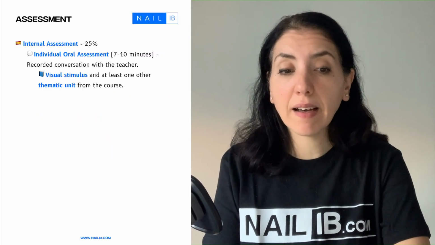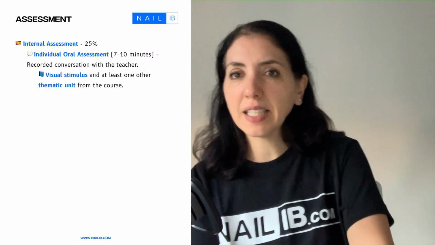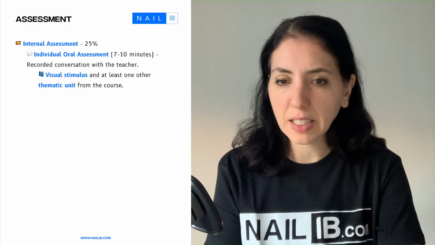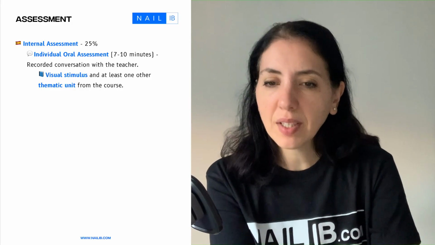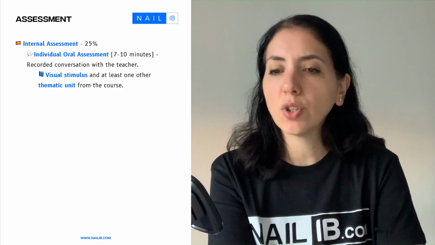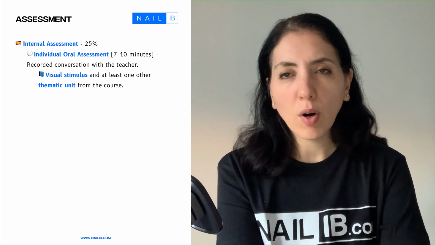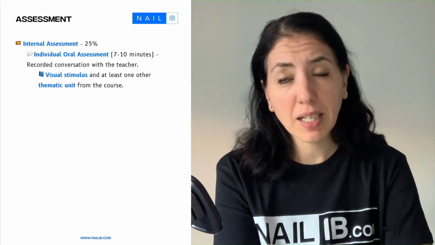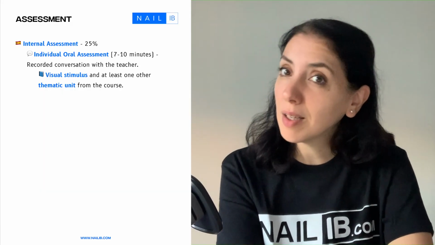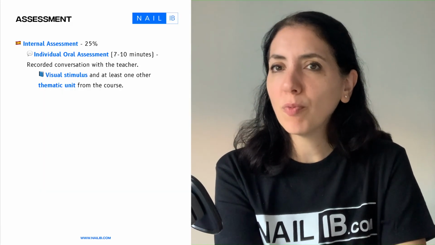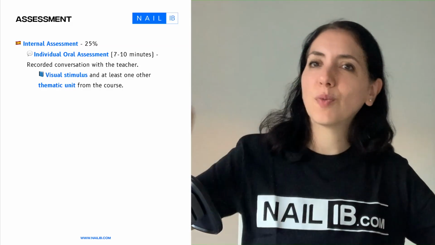And then as a final assessment, you're going to have the internal assessment. The internal assessment is an oral exam. It's a recorded conversation with your teacher of between 7 and 10 minutes. It is a lot to be speaking in a language that you know little about, but hopefully your teacher will steer you in the right direction.